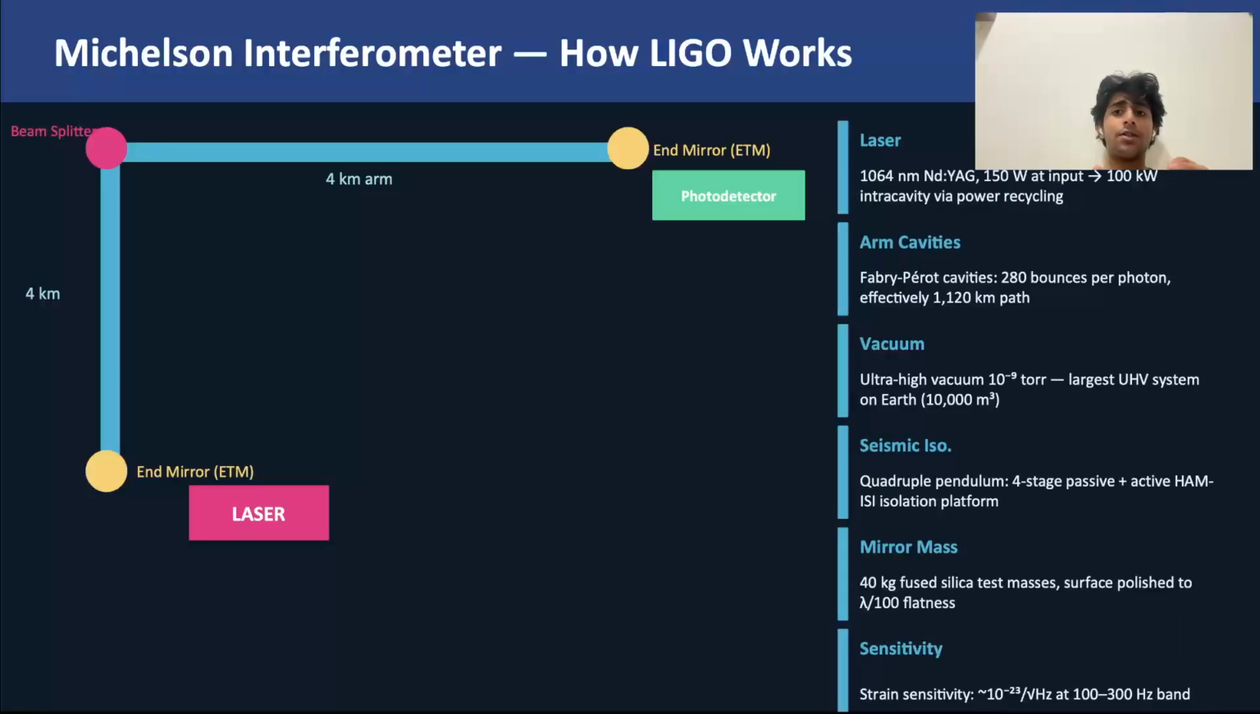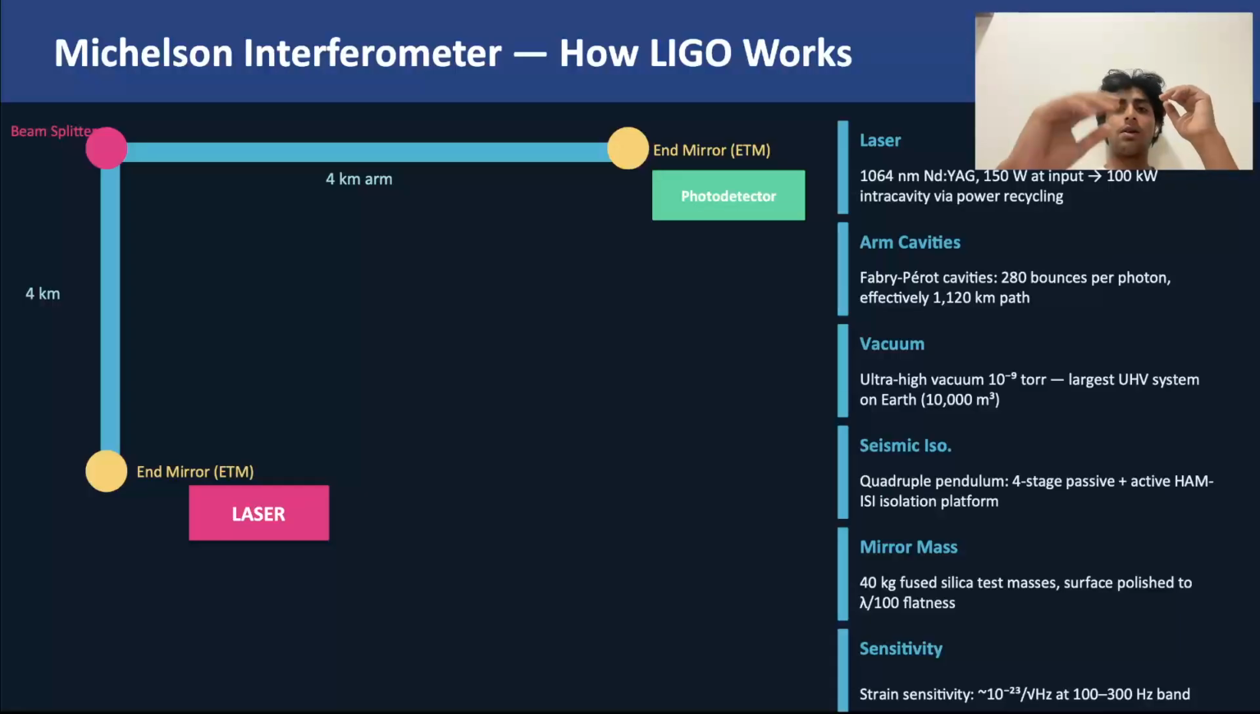The actual LIGO is far beyond a textbook interferometer. The cavities bounce the laser 280 times per arm, basically 1,120 kilometers of effective path. The power recycling boosts 150 watts to 100 kilowatts of circulating power. More photons means better statistics for us. The ultra high vacuum is of the order 10 to the minus 9 torr across 10,000 cubic meters, which makes it the largest vacuum system on Earth.